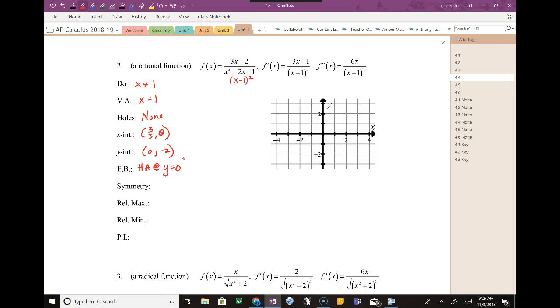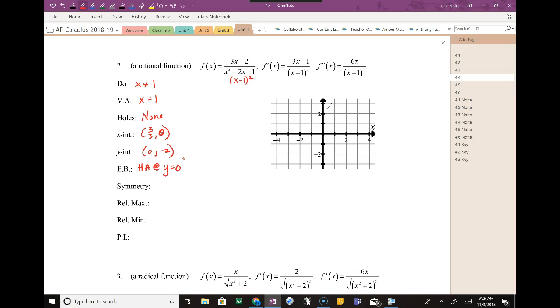Symmetry. Okay, so for symmetry, I'm going to pick a value such as 1 and see what I get, and then we'll plug negative 1 in. So if I plug 1 in, I'd get 1 on the top. Oh, okay, so 1 was a bad choice. Never mind. Don't pick 1 because 1 is an undefined value.